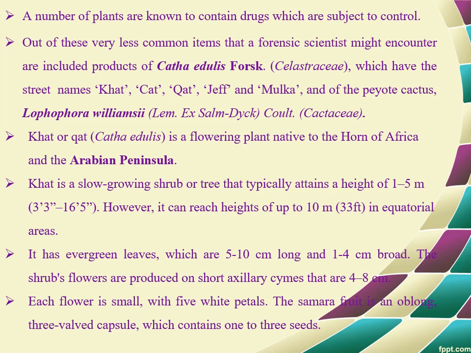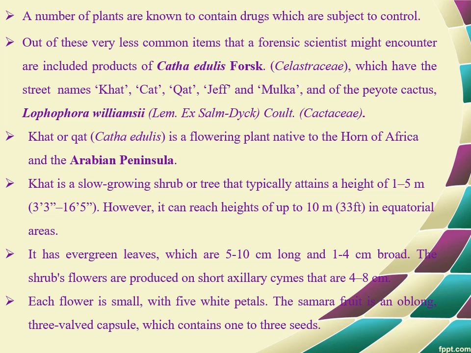Khat is a flowering plant native to the Horn of Africa and the Arabian Peninsula. Khat is a slow growing shrub or tree that typically attains a height of 1 to 5 meters. However, it can reach a height of up to 10 meters in equatorial areas. It has evergreen leaves which are 5 to 10 centimeters long and 1 to 4 centimeters broad.